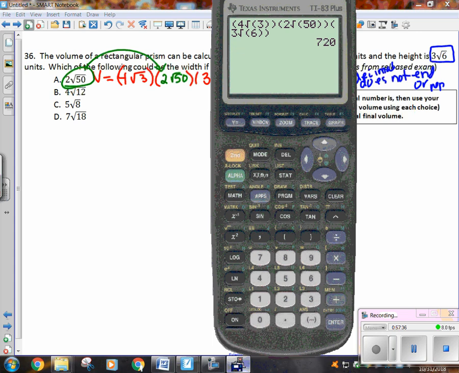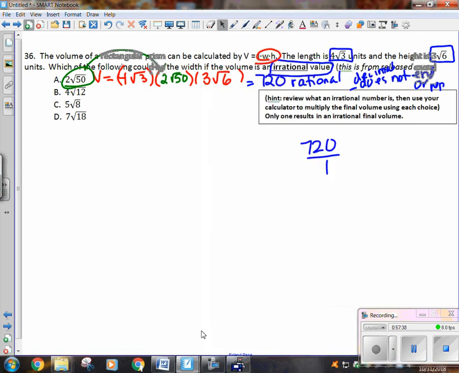Again, the length and width stays the same. So when I do the next one, I'm going to keep 4 square root 3. Oops, I'm writing it wrong. I'm tired. 4 square root 3. Okay. This time, and 3 square root 6 at the end. And you can put these in any order. This time I'm going to try 4 square root 12. Okay. And I would check all 4 of them.